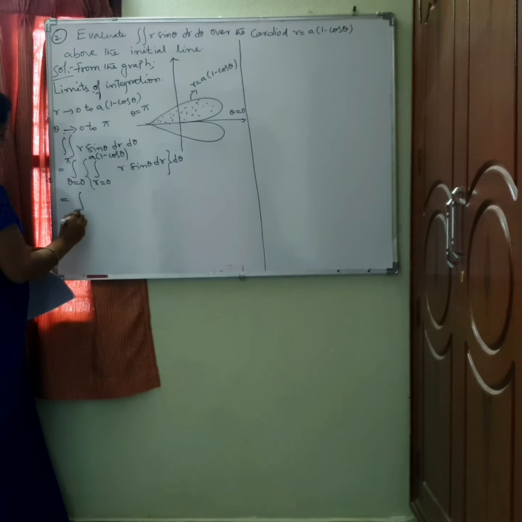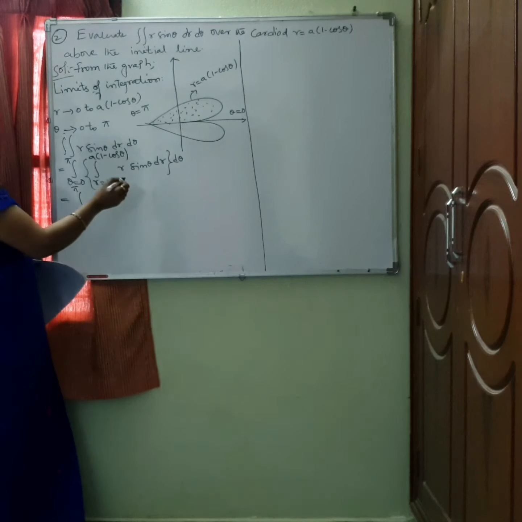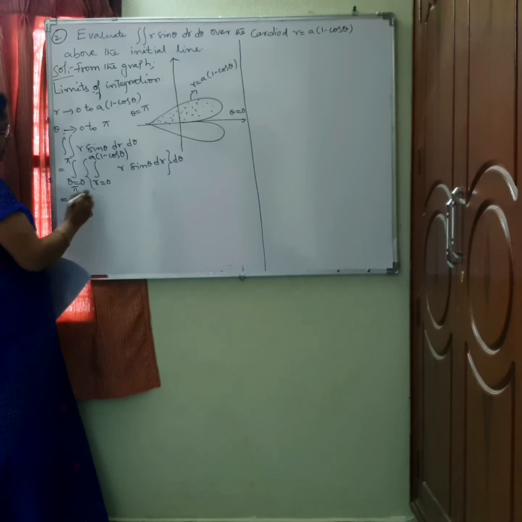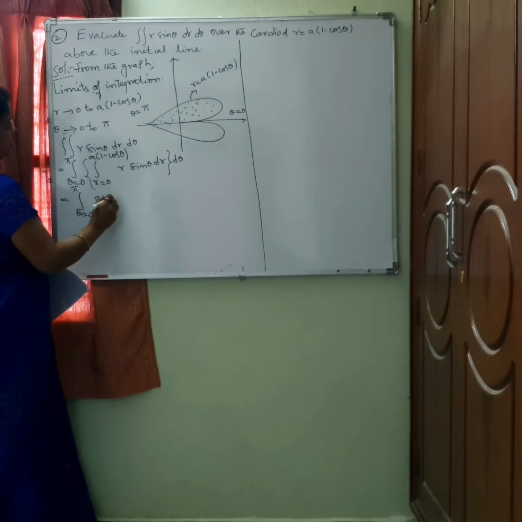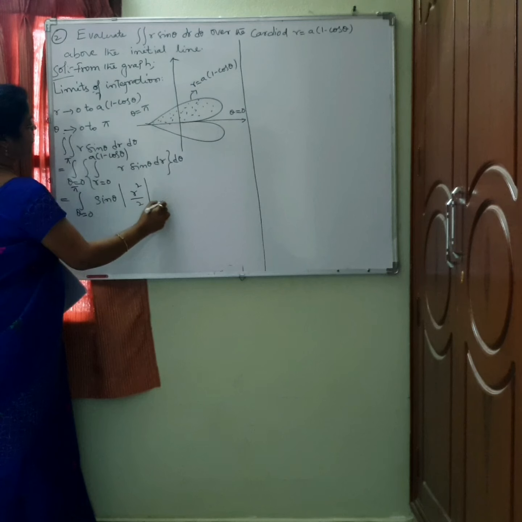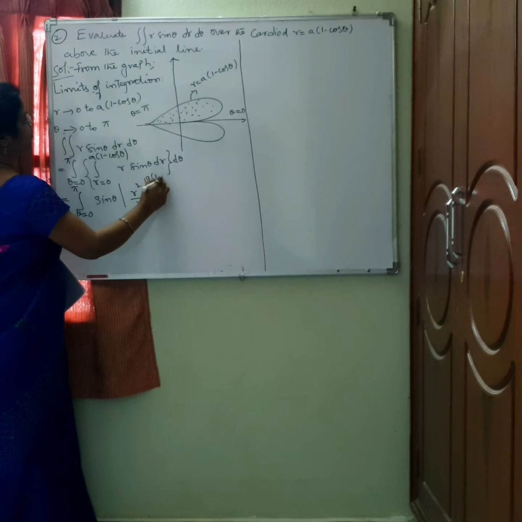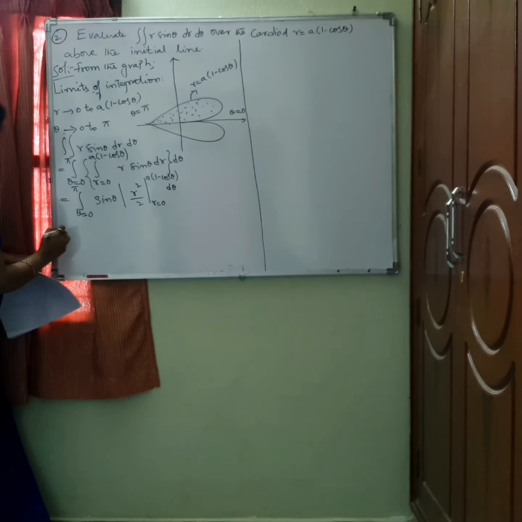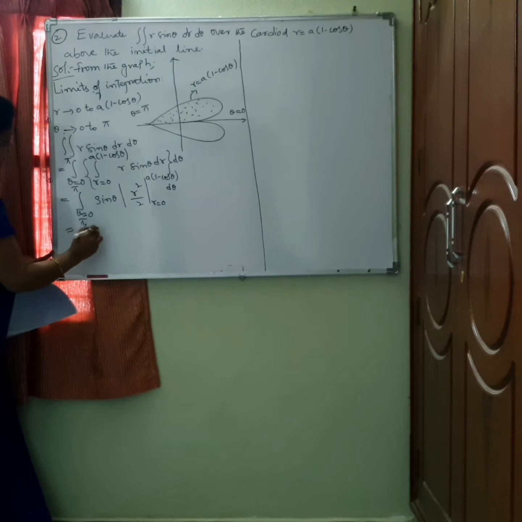Now the integral from theta equals 0 to pi. When you are integrating with respect to r, we treat the sin theta function as a constant. You can keep it outside, and the integral of r is r square by 2, with limits from 0 to a into 1 minus cos theta, d theta. Now if you substitute the limits of integration, what do you get?